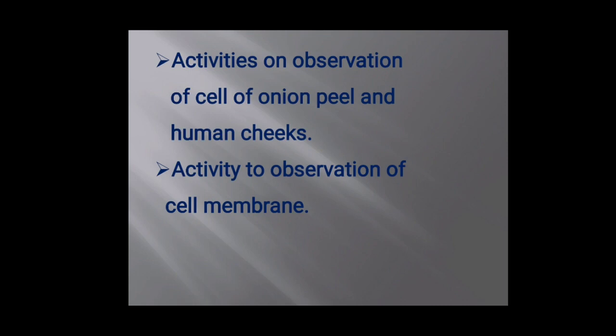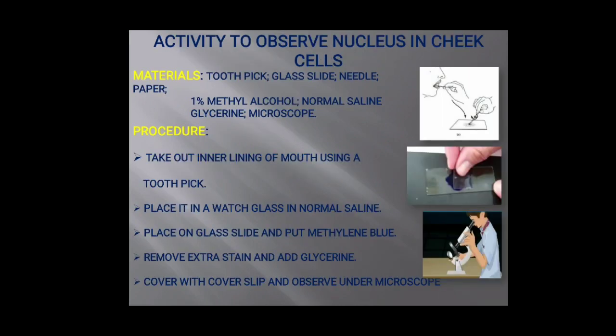Dear children, in the previous video, you observed and learned activities to observe cells of onion peels and cells in human cheeks. And not only that, the activity to observe the cell membrane. Now coming to the next concept, let us understand an activity about how to observe the nucleus in the cheek cells.